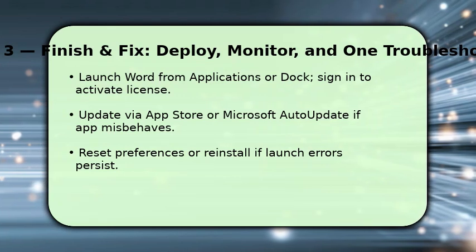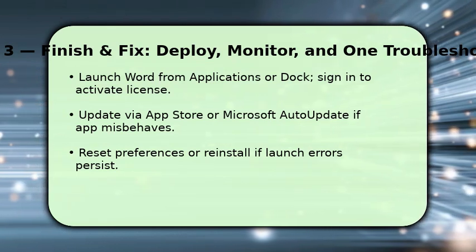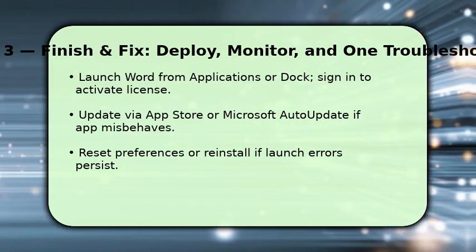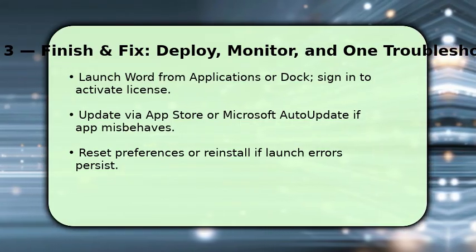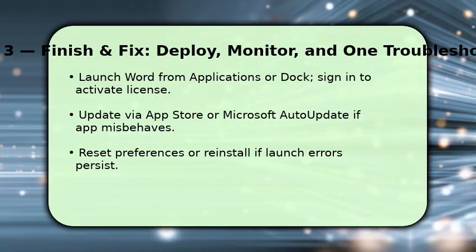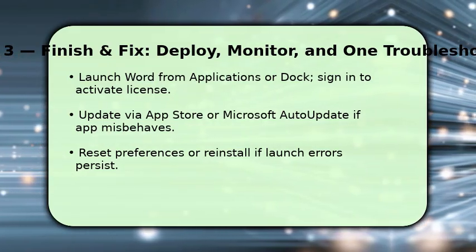Open Word from the Applications folder or your dock, then sign in with your Microsoft account to activate your license so features work. If Word won't open, make sure Mac OS and Word updates are installed. Use the App Store or Microsoft Auto Update. Outdated software is a common cause.